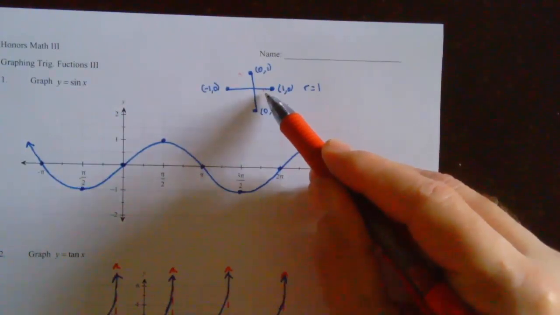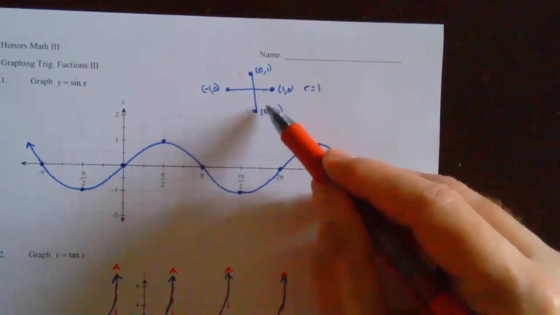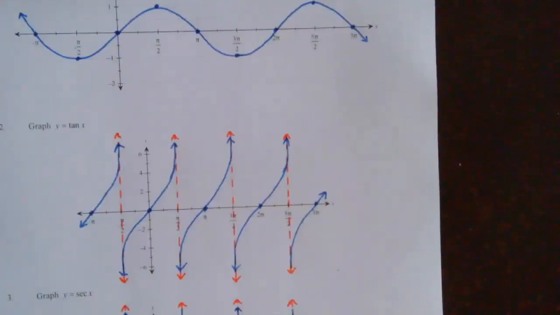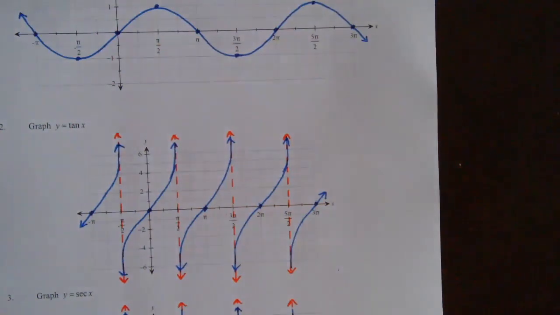So since r is always positive, in this quadrant x is positive, the ratio r over x would have to be positive, and that's why this part is above, okay? And same rationale for this one, okay?